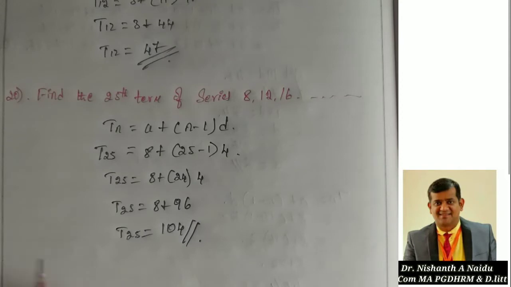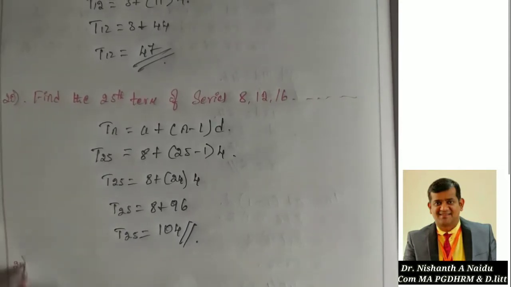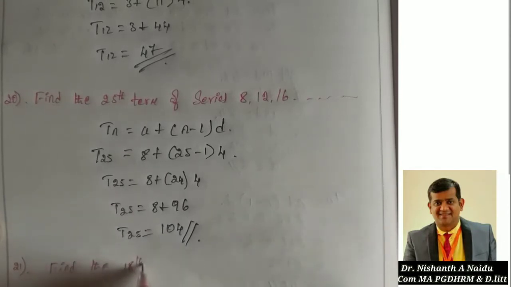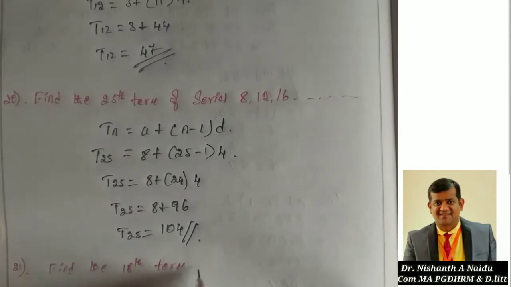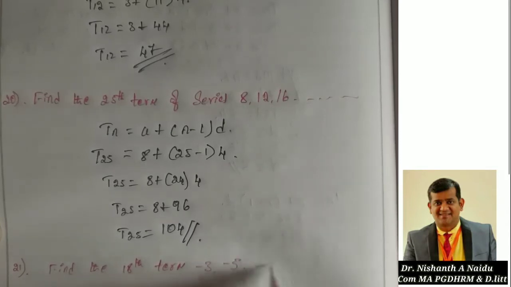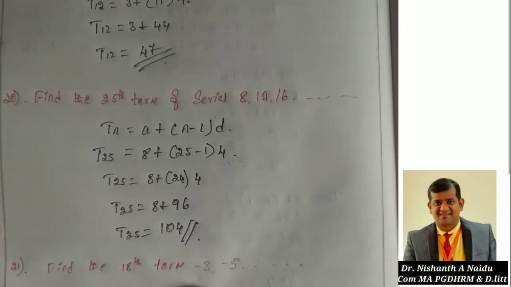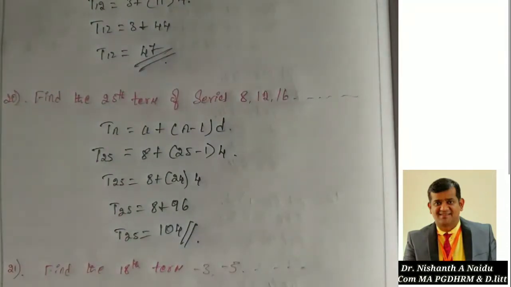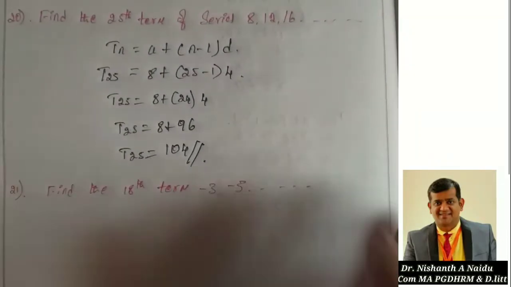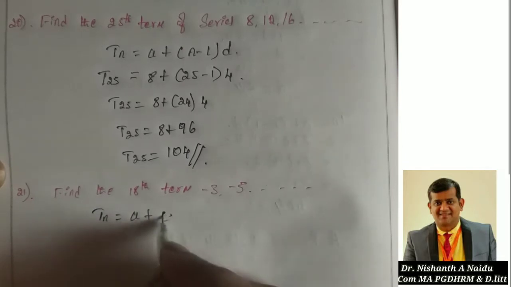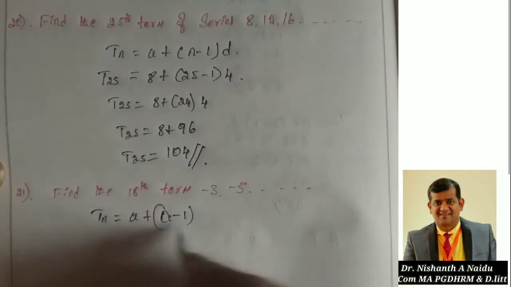So next one, problem number 21. We are going to find the 18th term of minus 3, minus 5, and so on. Here we have got only two terms. So minus 5 minus minus 3 is minus 2. So D is minus 2, A is minus 3 and N is 18. Let us apply the formula over here and find the answer. So Tn equals A plus N minus 1 into D.